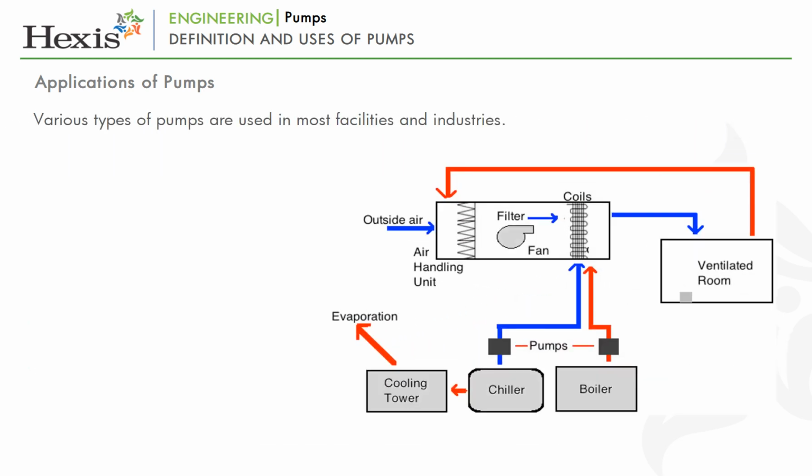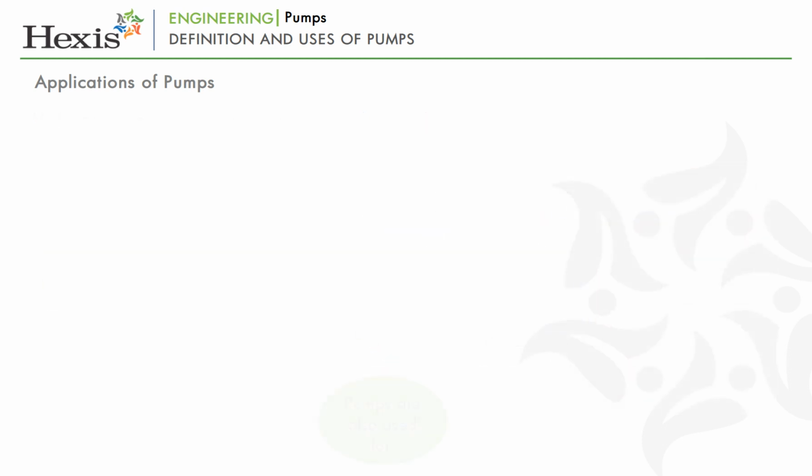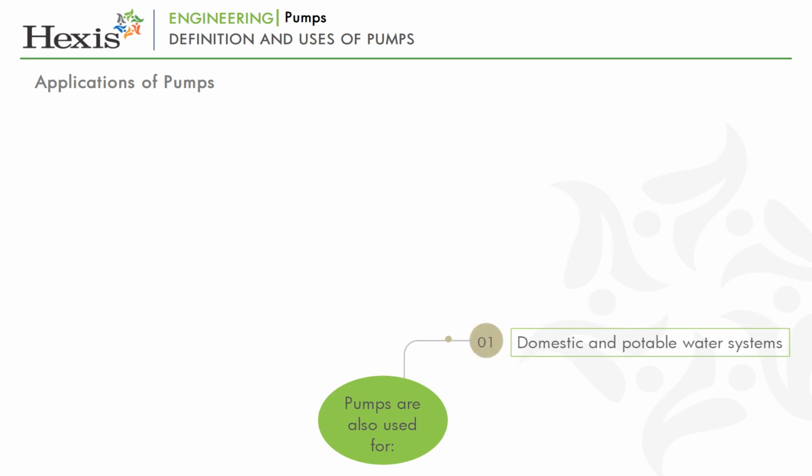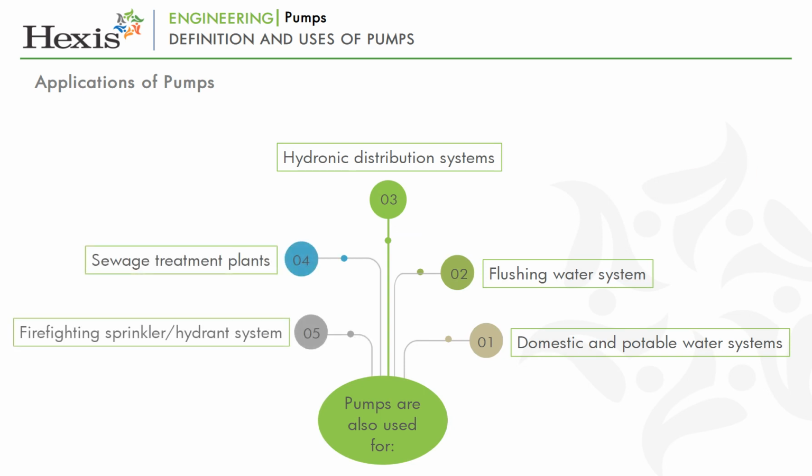Various types of pumps are used in most facilities and industries. They are the heart of HVAC, that is heating, ventilation and air conditioning systems, supporting the operations of the chillers, refrigeration systems, boilers and cooling towers. Pumps are also used for domestic and portable water systems, flushing water system, hydronic distribution systems, sewage treatment plants, and as a part of the fire-fighting sprinkler or hydrant system.